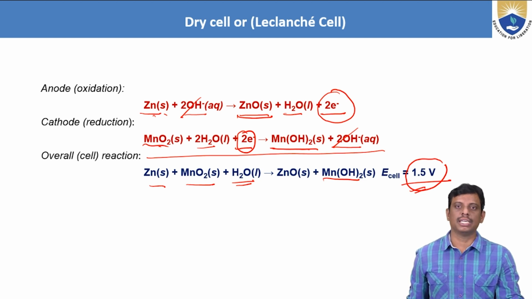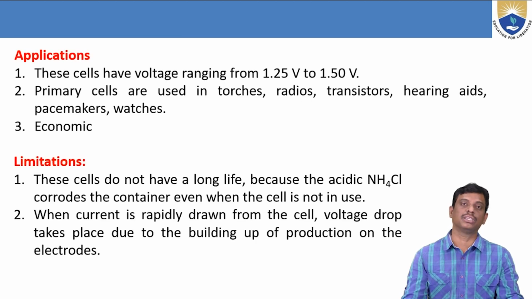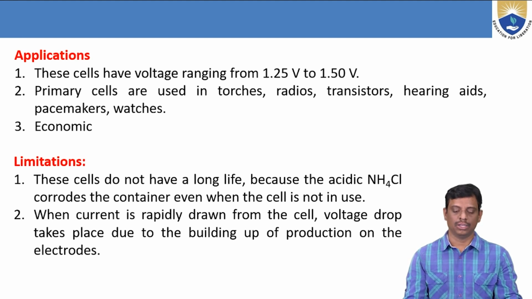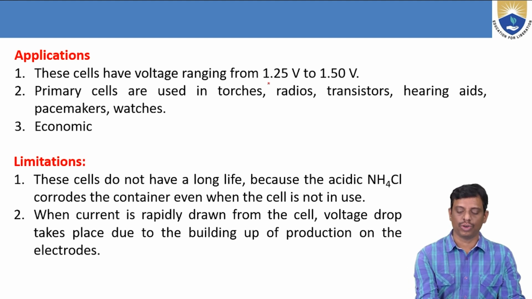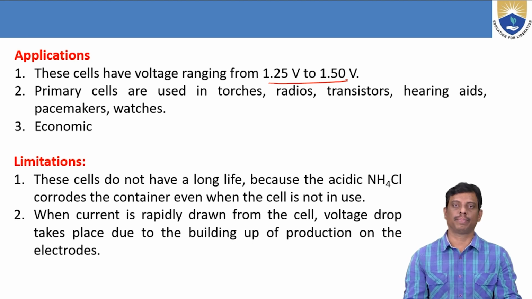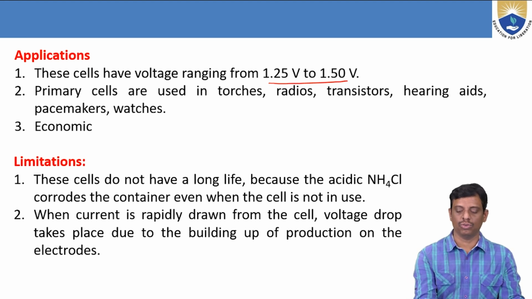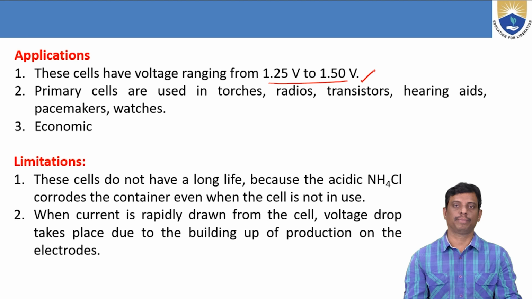Now we are going to discuss secondary batteries, and first, what are the applications of primary batteries? Usually, the voltage range of the primary batteries is 1.25 volts to 1.50 volts. That depends on the electrolyte, the anode, the cathode and the size of the electrode. So the primary battery's potential range is 1.25 volts to 1.50 volts.